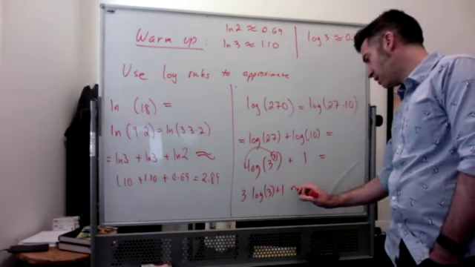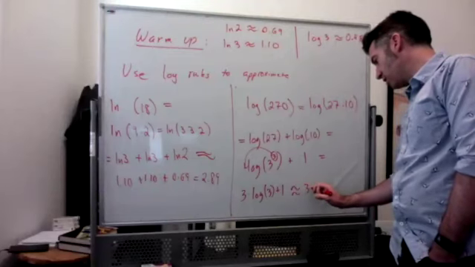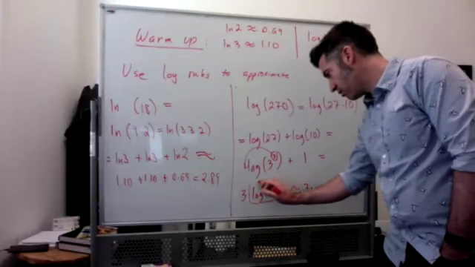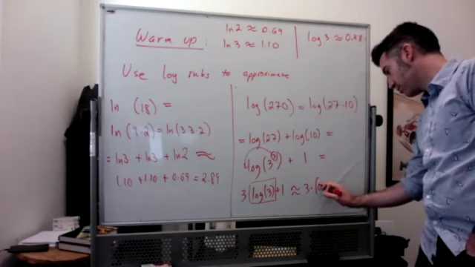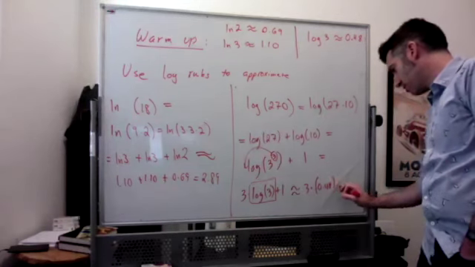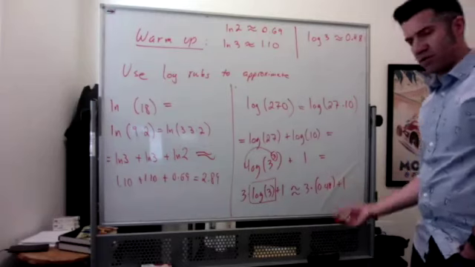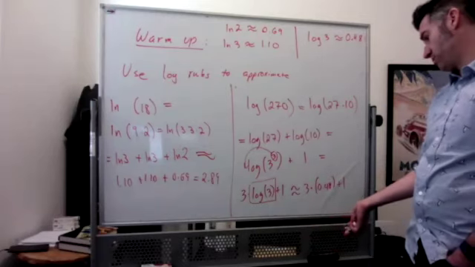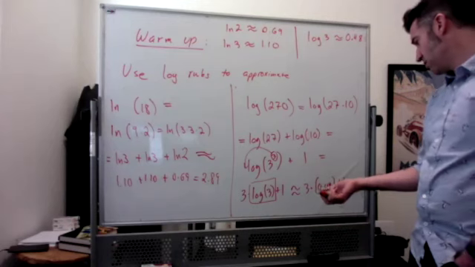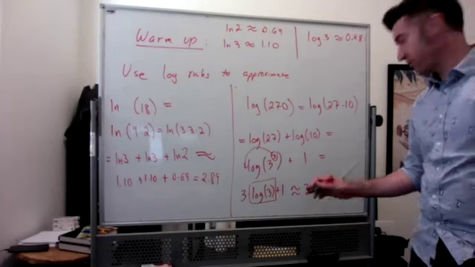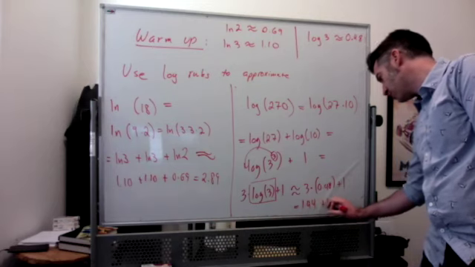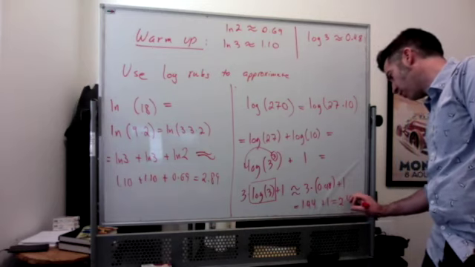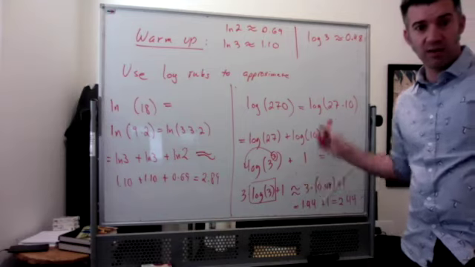And then that's approximately equal to 3 times log of 3, but log of 3 is approximately 0.48, plus 1. And then 3 times 0.48 is about 1.44. 1.44 plus 1, which is 2.44. So that's how I would do these two problems.